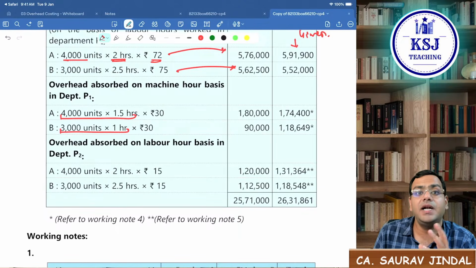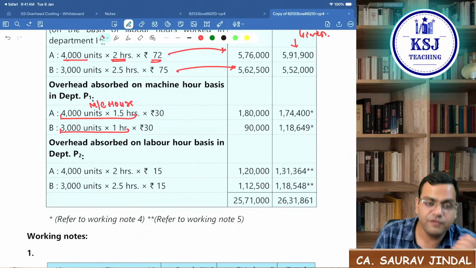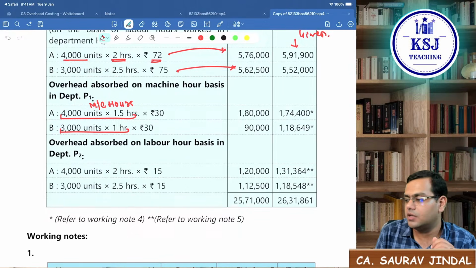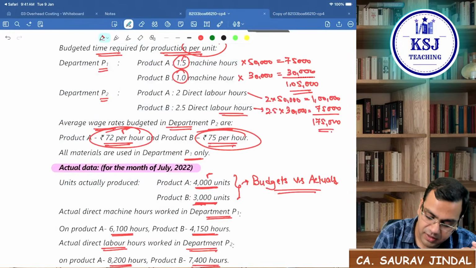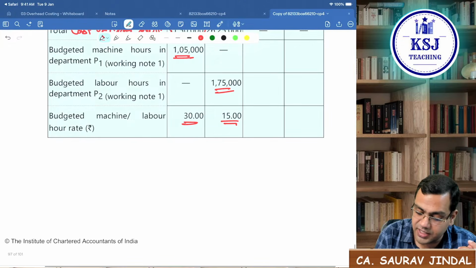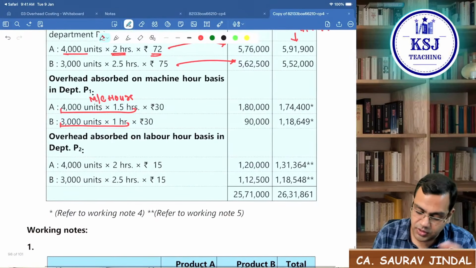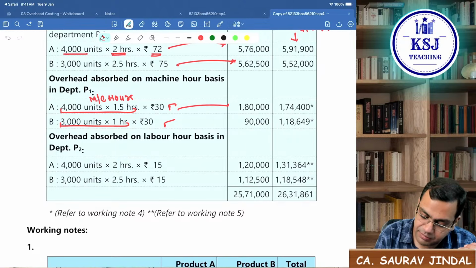Right? Multiplied by what? This will give you machine hours. To find out the cost, you will multiply it with what? You will multiply it with the machine hour rate. This is the machine hour rate that you have calculated, 30 rupees. So 30. This will give you the budgeted data.